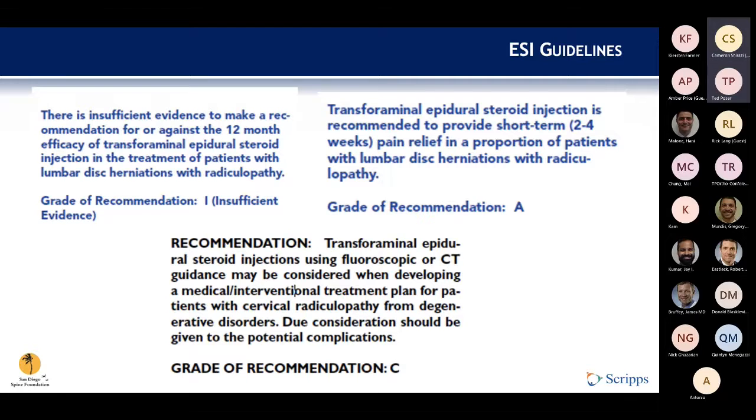So there is insufficient evidence for transforaminal epidural steroid injections in the treatment of patients with lumbar disc herniations. There is a group A recommendation for short-term pain relief, though, in these patients with lumbar disc herniations, and then a grade C recommendation for the cervical epidural steroid injections.